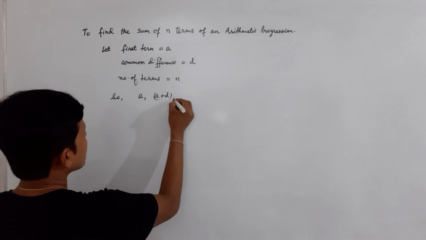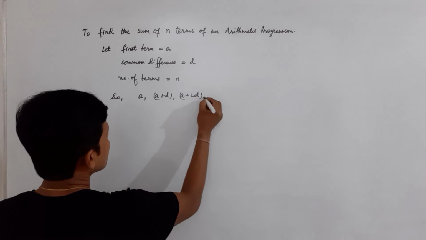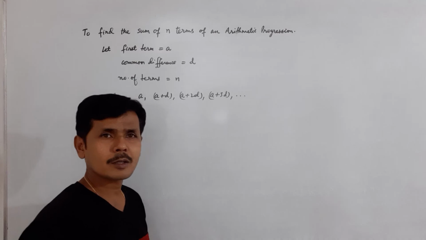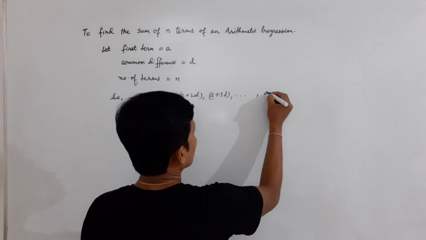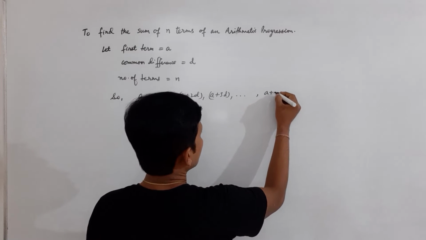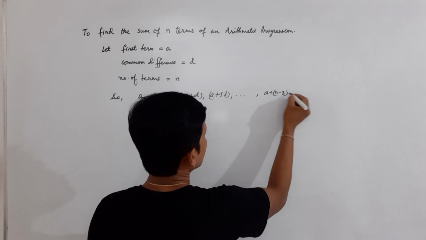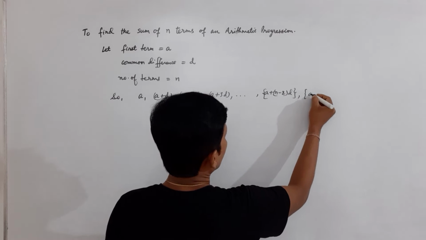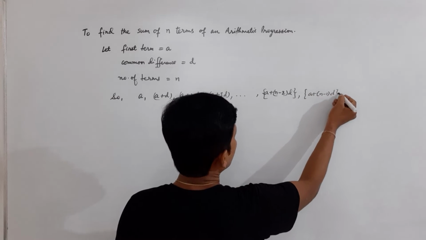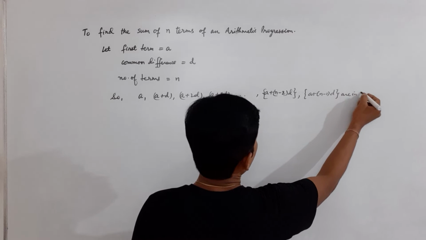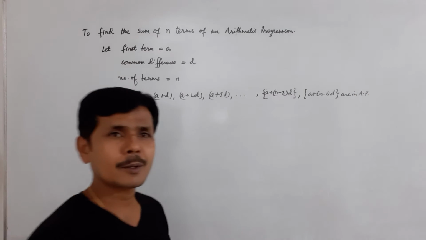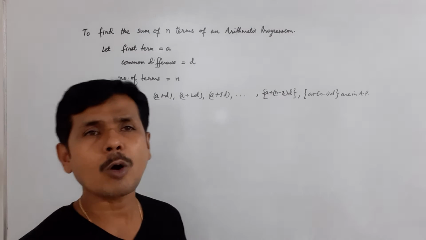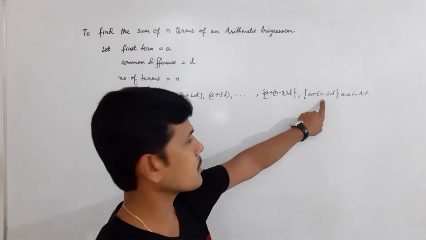A, a plus d, a plus twice d, a plus thrice d, and so on, a plus (n minus 2)d, a plus (n minus 1)d are in AP. Okay, now we will find the sum of all these terms. This is the last term over here.